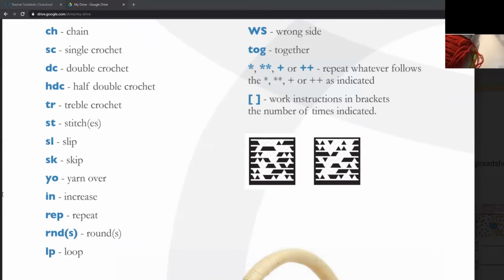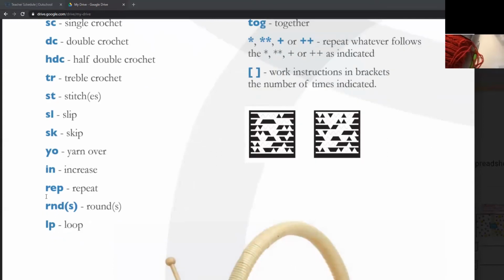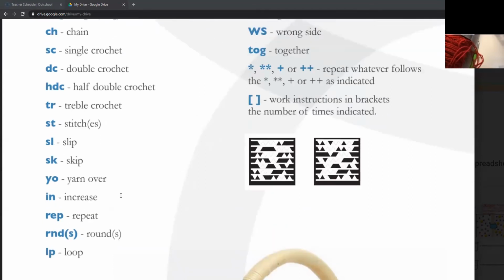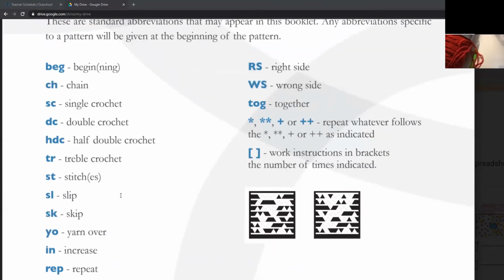Around means that you'll be working a circle. And then we talk about the loops, LP. We have a right side and a wrong side, and that looks kind of like a braided region actually. And so typically the right side's the side facing you, and the wrong side is the back side.